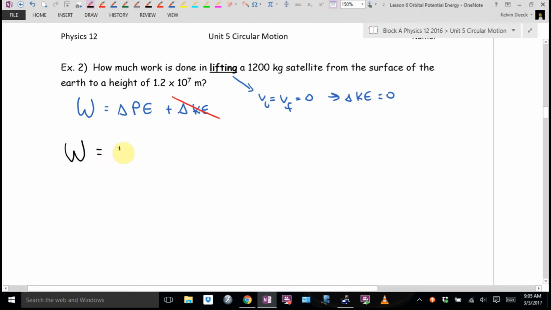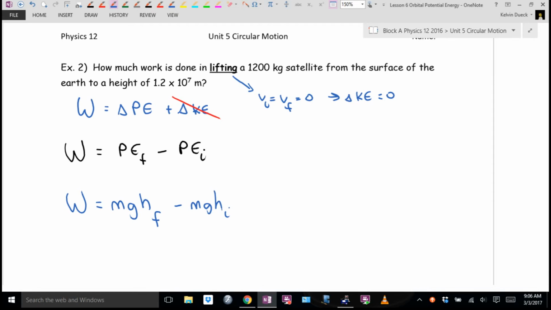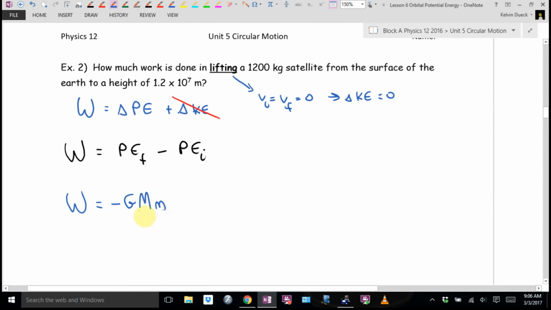So this is going to be PE final minus PE initial. Oh, this is easy, Mr. Duick. This is going to be, I'm making a mistake, don't write this down, mgh final minus mgh initial. Why can't I use that potential energy? Because we're going cosmic. We have to use the cosmic, relative to 0 at infinity, potential energy equation. What's that going to be? Our new equation of the day: negative big G, big M, little m over r final, minus negative big G, big M, little m over r initial.